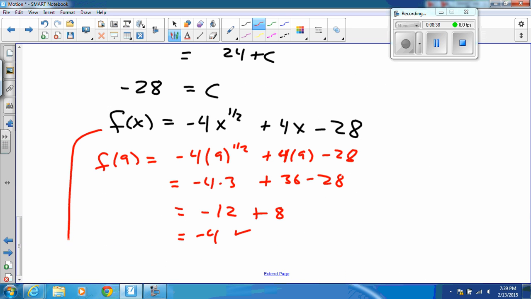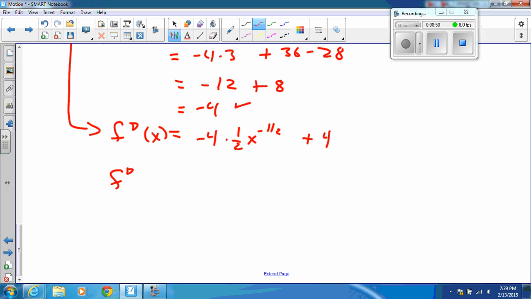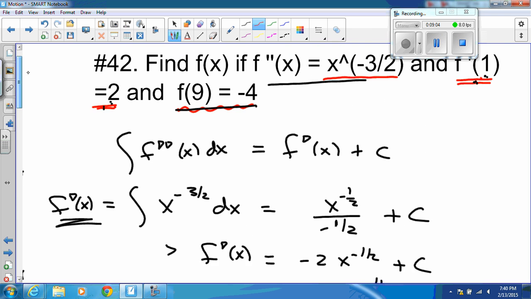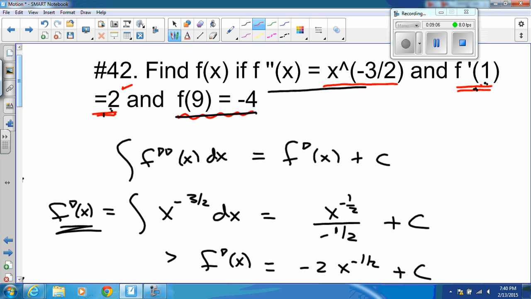We're also going to make sure that we get the right value of f prime. Going all the way back here, when x is 1, f prime should be 2. Let's check that. So here's my f of x. My f prime should be equal to negative 4 times 1/2 x to the minus 1/2 plus 4, and the negative 28 disappears. So the f prime of 1 is negative 2 times 1 to the minus 1/2 plus 4, which is equal to 2. Is that a match? Why, yes it is.